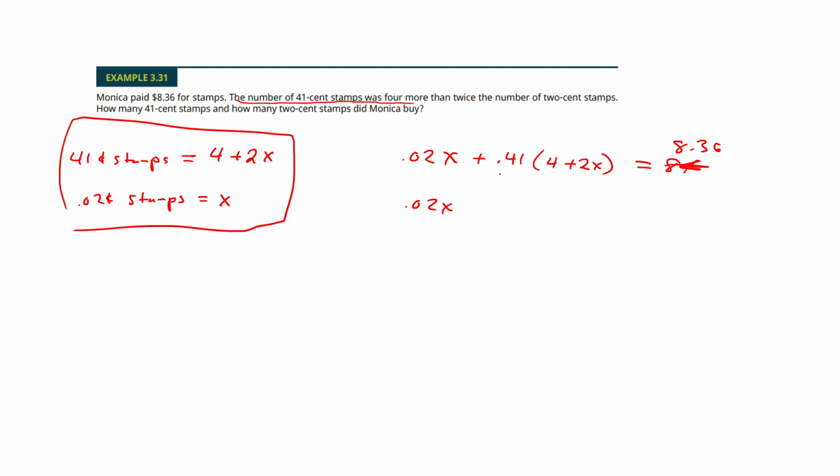Okay, so you could always clear the decimals. We've learned that trick earlier, but this one, I don't know, it might be worth considering, but I'm using my calculator, so I'm not having a lot of trouble with handling decimals. Okay, I distributed that through. Now I'm combining like terms.